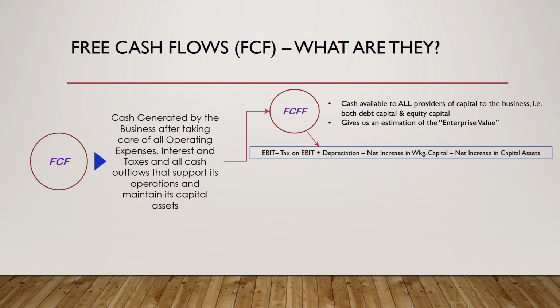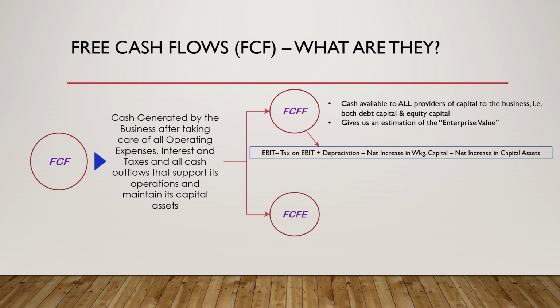The formula for FCFF is EBIT less tax on EBIT, add depreciation, less net increase in working capital, less net increase in capital assets. So this is the first kind of free cash flow that is utilized to develop DCF models.